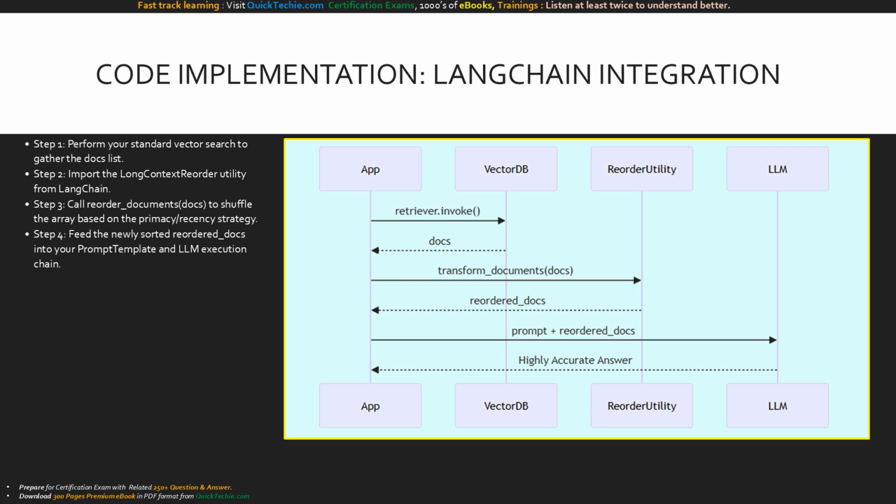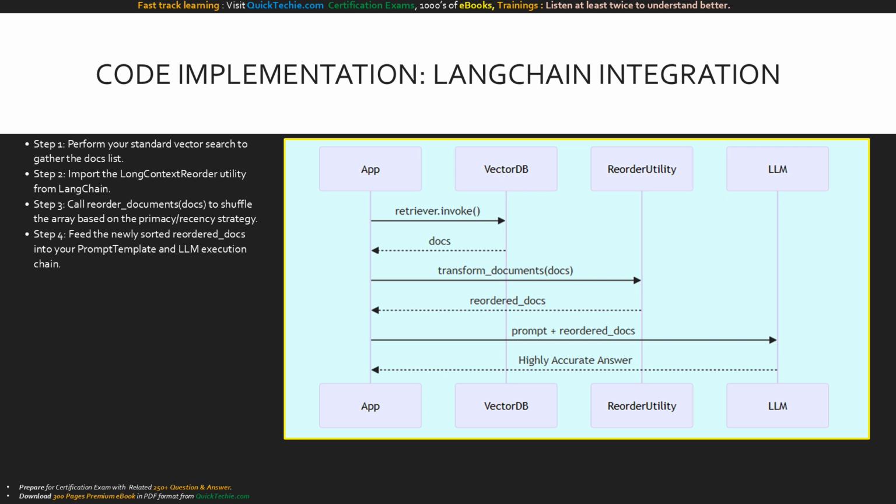This built-in LangChain class automatically shuffles your document list, pushing the highest scoring chunks to the top and bottom edges of the array. Once you call the transform documents method, you take those perfectly reordered docs and feed them straight into your prompt template and ChatOpenAI model chain. It is essentially one extra line of code in your RAG pipeline that yields massive performance gains.